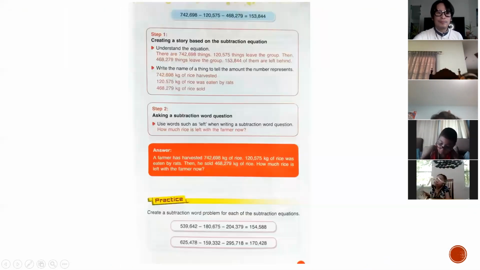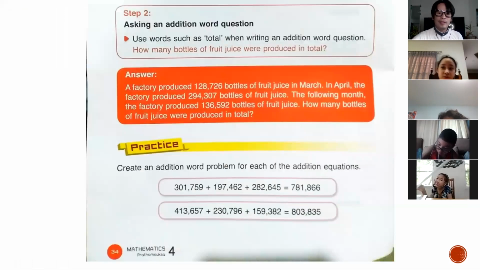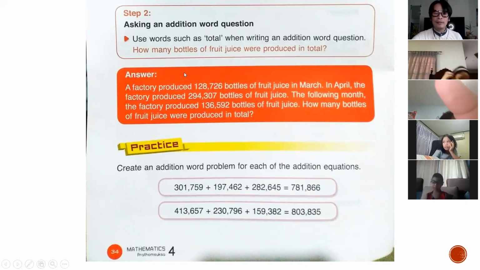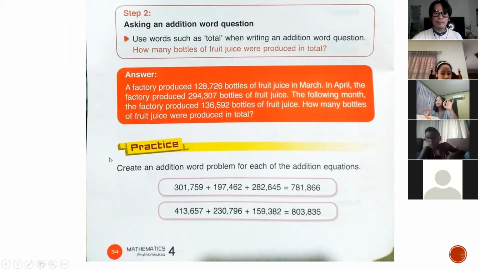Suppose you want to choose one number of practice. In your notebook, write the title, word problems. Do you need to answer? No, only create the word problem. Do not answer the question that we create.